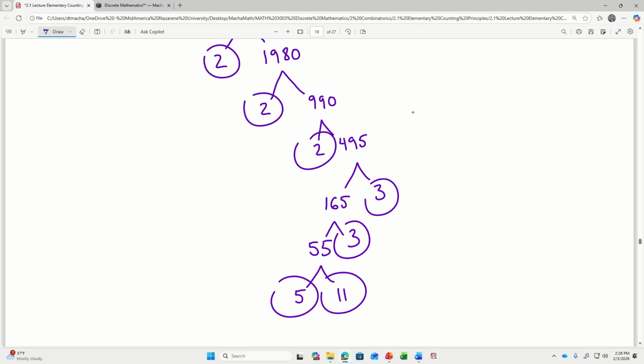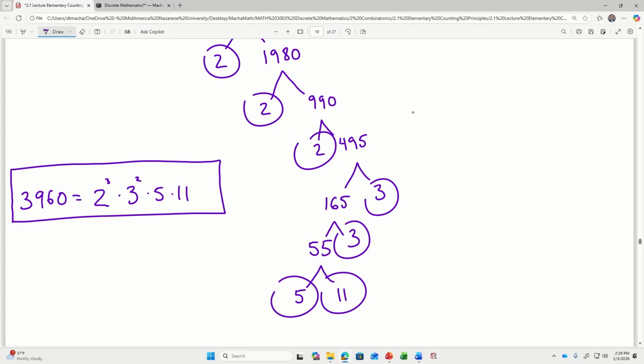We write 3,960 is going to be equal to 2 raised to the power 3 times 3 raised to the power 2 times 5 times 11. This is called a prime factorization.